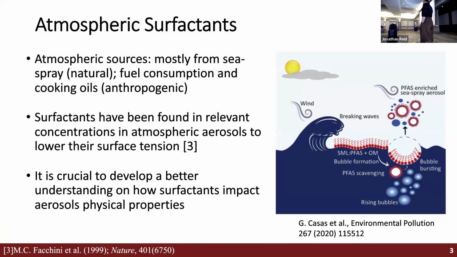Surfactants are in the atmosphere, mostly coming from natural sources such as sea spray, shown in the figure. But they also have anthropogenic sources like fuel consumption and cooking oils. They have been found in relevant concentrations in the atmosphere to lower the surface tension of atmospheric aerosols. And because of this, it's important to study how they affect aerosol physical properties and what comes from that.